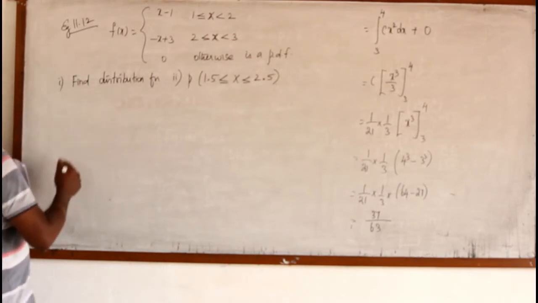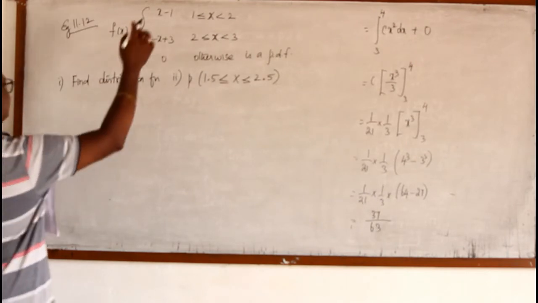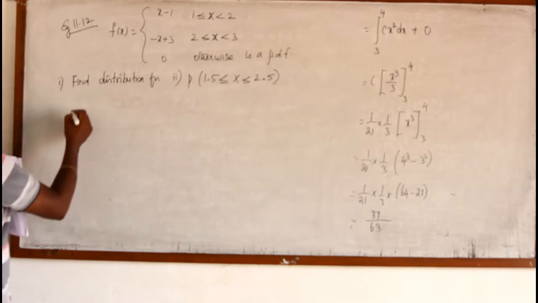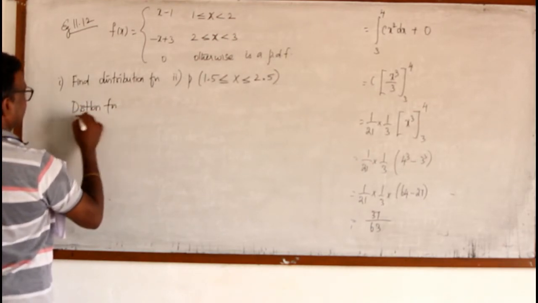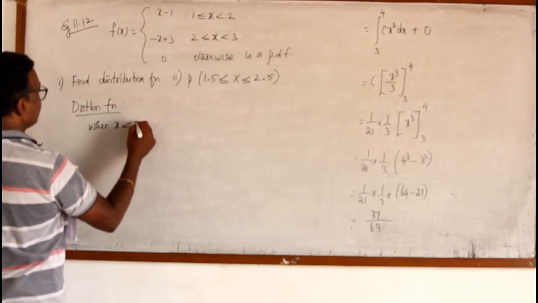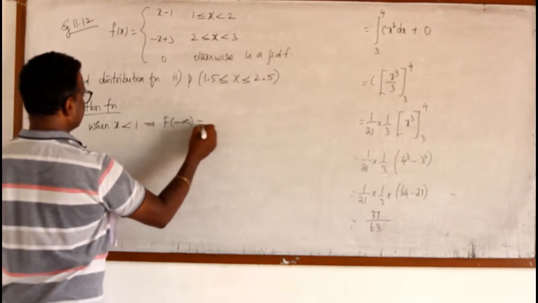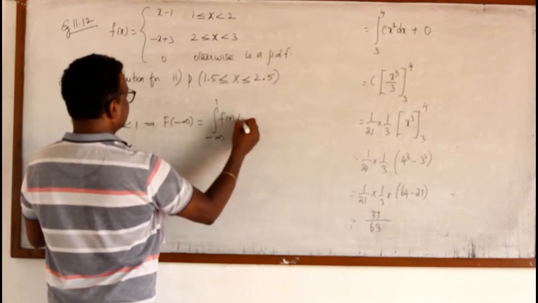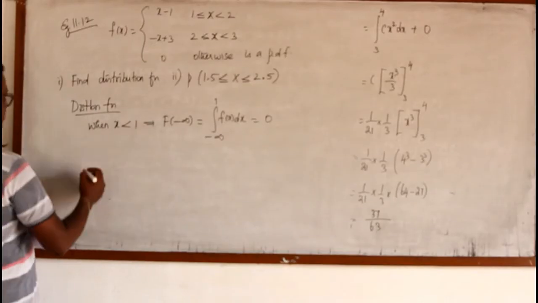First we should go for the distribution function, or cumulative distribution, whatever it is. Here the function exists from 1, so I must start from minus infinity. So write here the distribution function. When x is less than 1, that is from minus infinity to 1 f of x dx, the function does not exist, so it is 0.